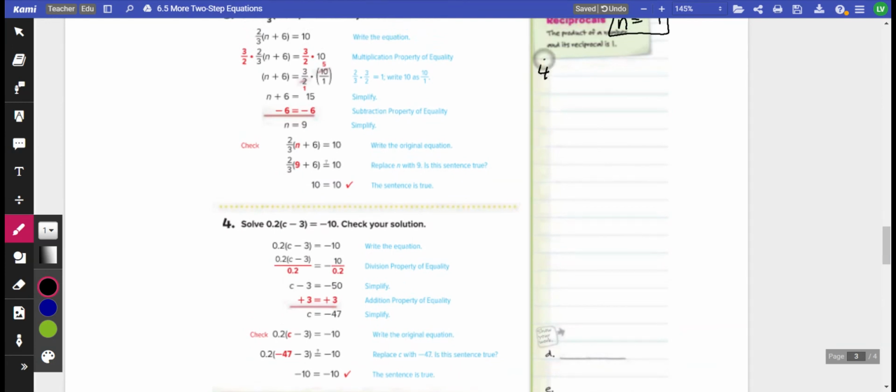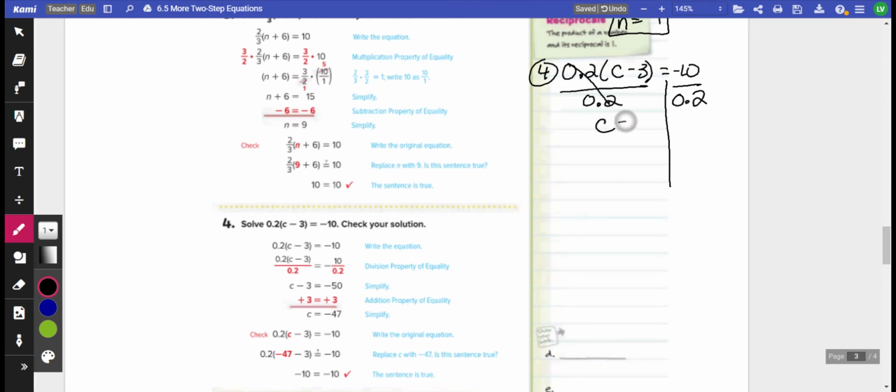We're going to try number 4 now. 0 and 2/10 times quantity c minus 3 equals negative 10. I'm going to extend my equal sign and start by dividing both sides by 2/10. Now it's up to you. If you feel more comfortable using a calculator, you're more than welcome to. So we have c minus 3 equals negative 50. So 10 divided by 2/10 is 50. Negative divided by a positive is a negative. Now I want to add 3 to both sides, and I get c equals negative 47.